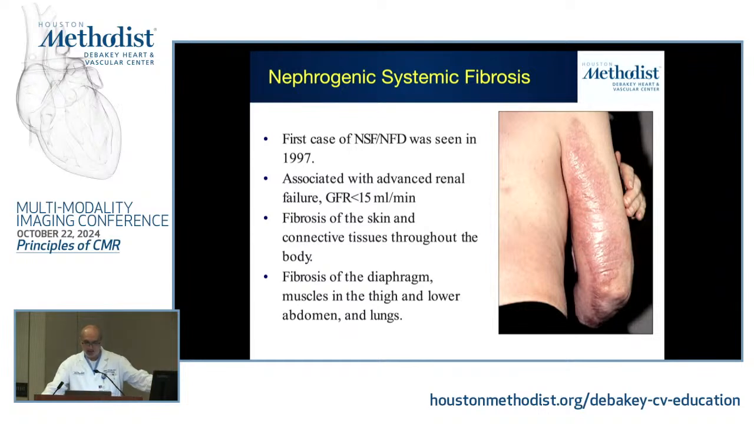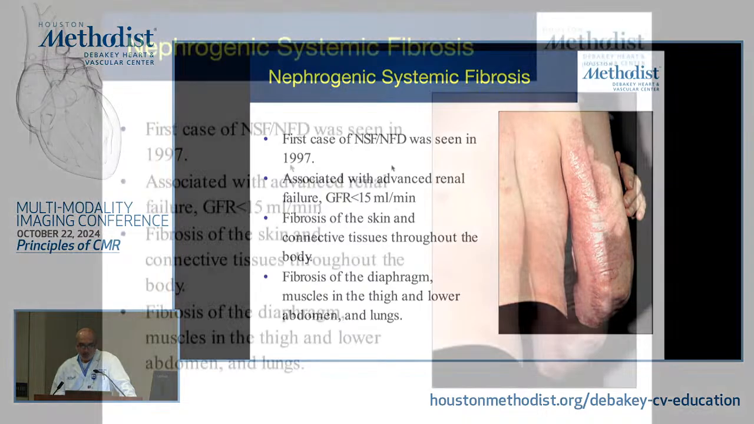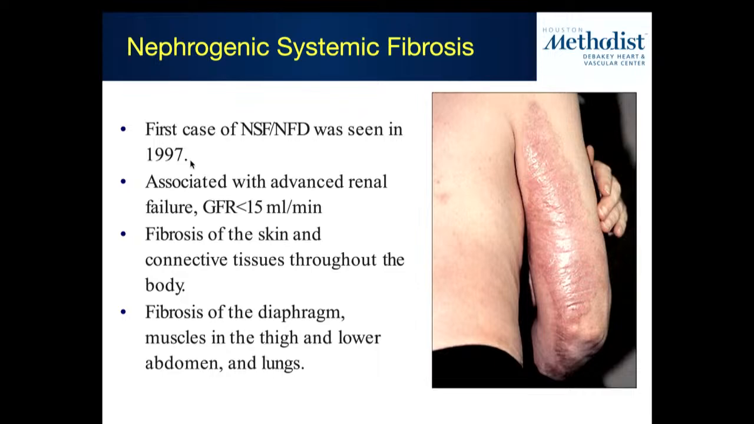We talked about the allergy. Again, that's specific to the chelate. If the patient's allergic, then you don't want to give them gadolinium. The other condition is nephrogenic systemic fibrosis, which is a fibrosing-like condition. This is an example of somebody who has this condition. The first case was reported in 1997. Most of the cases were associated with patients who have significant renal insufficiency, and it led to fibrosing of skin and connective tissues throughout the body. This can be a very serious condition.